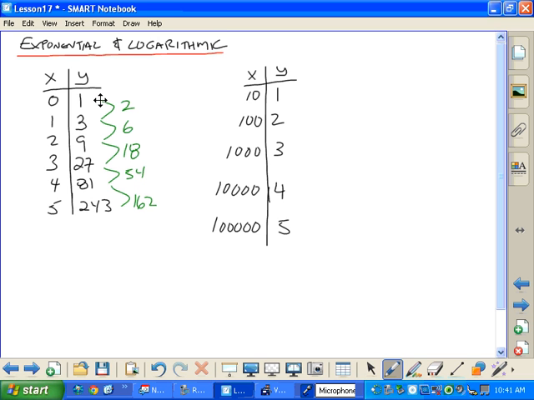I see that if I multiply this by 3, I get 6. And if I multiply 6 by 3, I get 18. If I multiply 18 by 3, I get 54. And again, multiply by 3. So if your first differences are multiples, it is exponential.